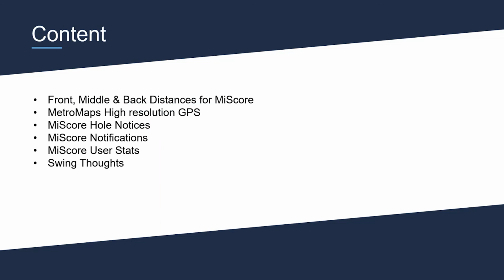Just a quick overview. We'll be covering some cool new features. The front, middle, and back distances for MiScore will be the first one. Then we'll look at an alternative high-resolution GPS software for the MiScore app. There's also hole notices and notifications, and then we'll finish with some user stats and swing thoughts.